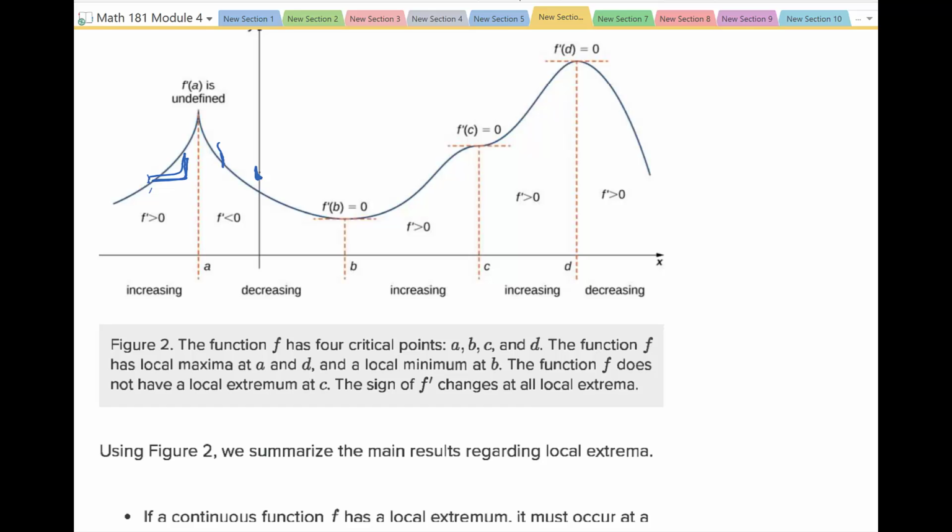So this means that our min is at f of negative 2, which is negative 22. So at negative 2, comma, negative 22. And our local max is at f of 3, which is 40.5. So it's at 3, comma, 40.5. That's it. Okay, let's try another one.